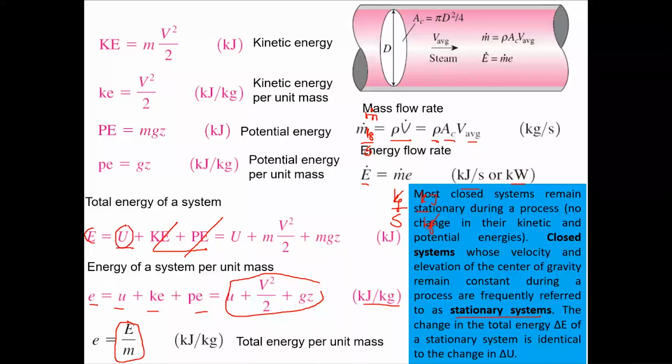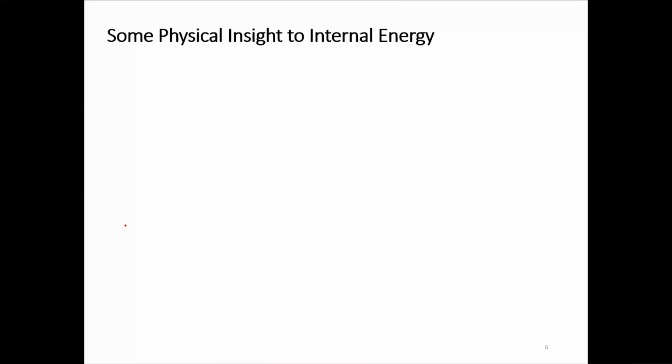Clear enough? So whatever change for stationary systems, which are closed systems having zero velocity and zero elevation difference, any change occurring in the energy of the system would be equivalent to the change in the internal energy of the system. Clear enough? All right. Let us have some insight into the internal energy. What are the components that make up the internal energy of the system?